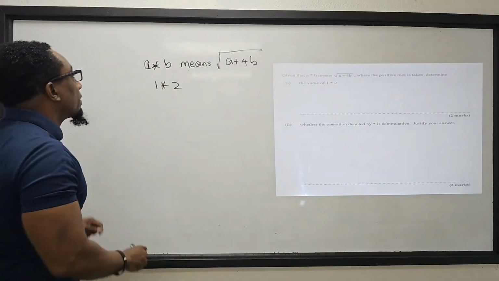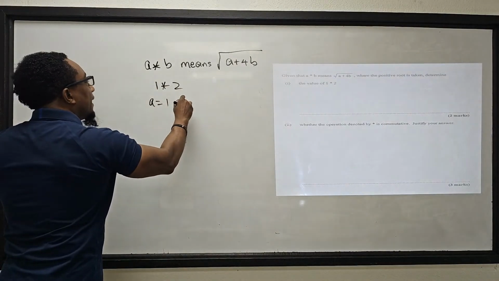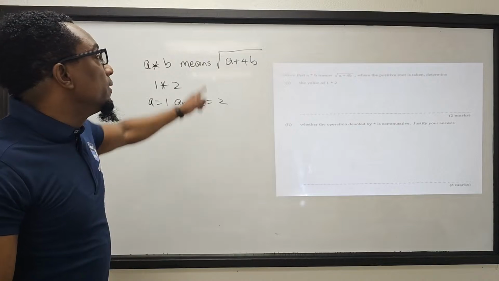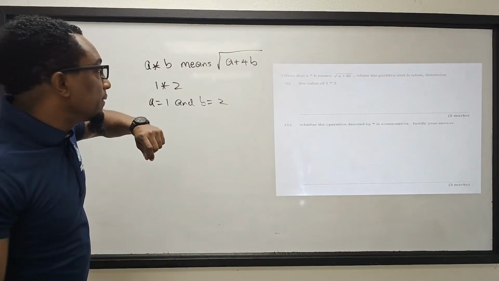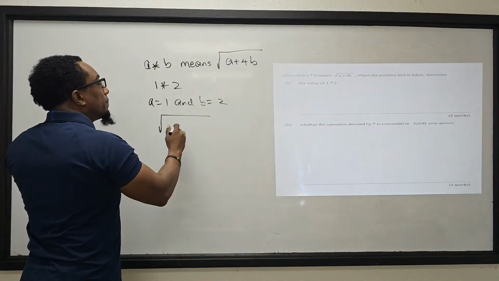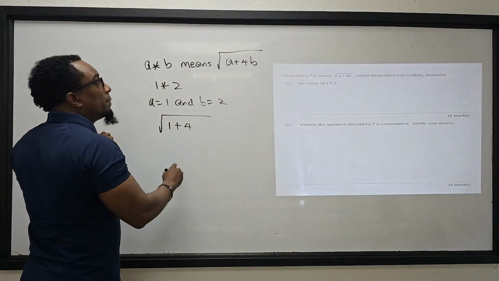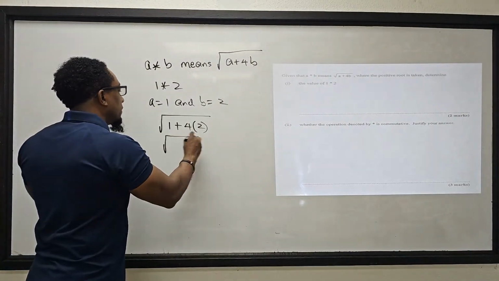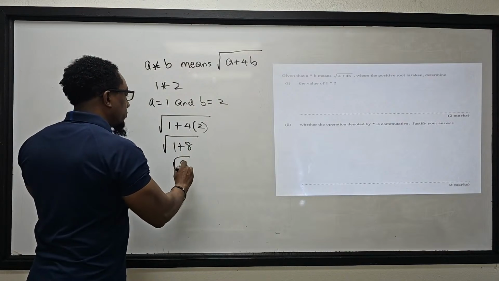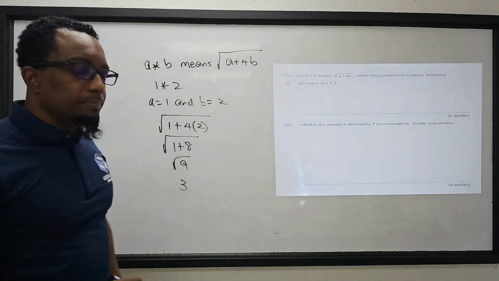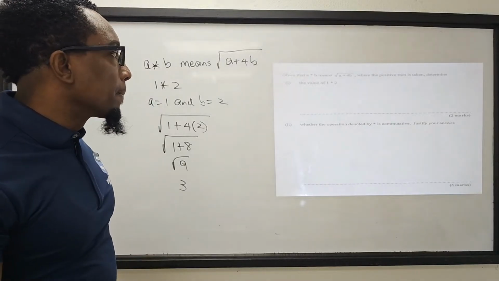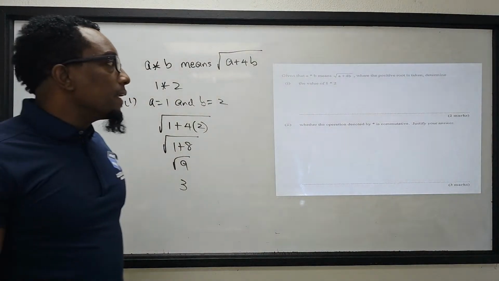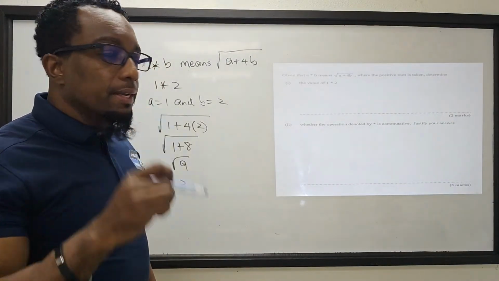So the same, we know that A is equal to 1 and B is equal to 2. To find the value of 1 asterisk 2, we're using the expression to help us to achieve that. This is the square root. Replace A with 1 plus 4, replace B with 2, and I make sure 2 is in brackets. This is the square root of 1 plus 8. That's the square root of 9, which is 3. That's the result for part 1. Now part 2 asks us to state whether the operation denoted by the asterisk is commutative.